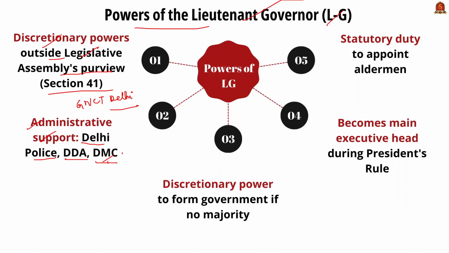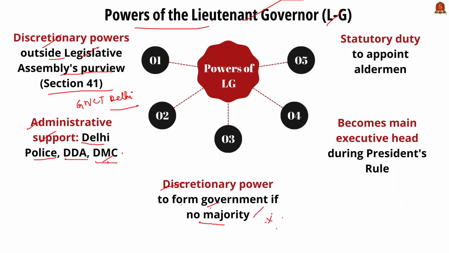the Environmental Protection Act, etc. Now looking at the discretionary powers of the LG, if in the Legislative Assembly elections no single party secures a majority, the LG is sovereign to act on his own and ask the leader of the single largest party or the chosen leader of two or more parties to form the government. Do note this power, it seems to be an important power of the LG.